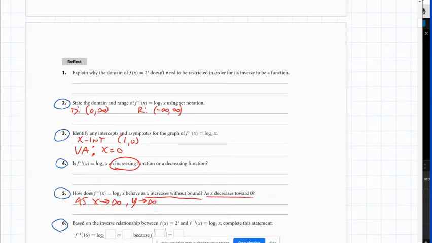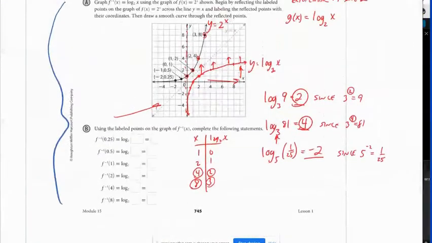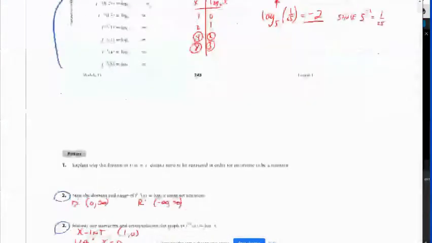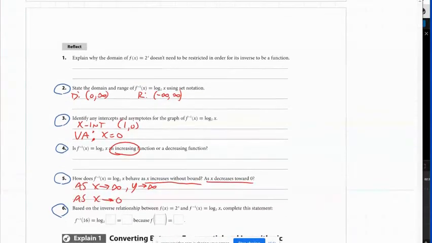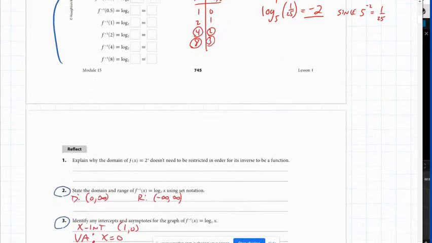And then how about as x approaches 0? As x approaches 0, now it can only approach 0 from the positive side because there are no negative values over here. So x is approaching 0 from the positive side, so we put a plus after it. As x approaches 0 from the positive side, look at what's happening to the y values. As x gets close to 0, y is going to negative infinity.